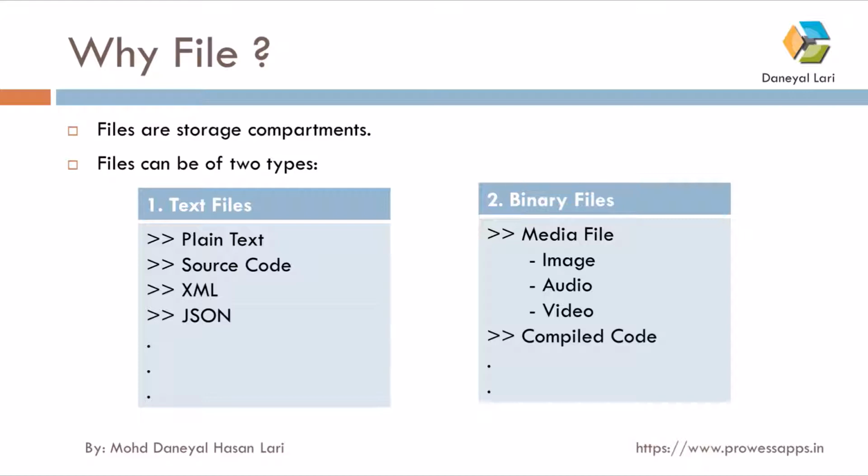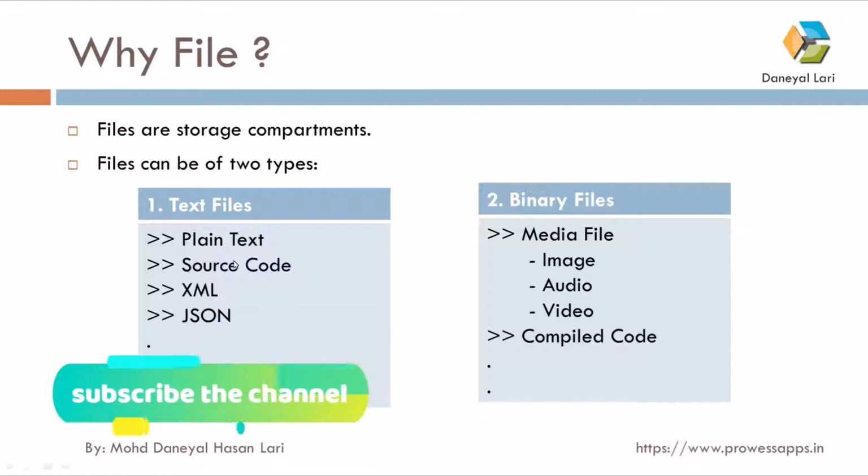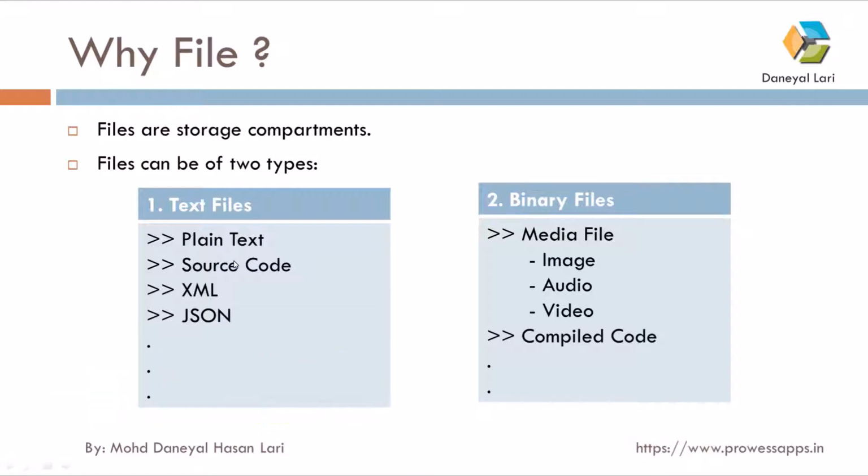A file could be of two types. One is the text file. A textual file means a file that is in human readable form. That could be a plain text file, source code file, XML, or JSON files. Another type of file is the binary file. Binary files means media files, for example, images, audio, video. That is not in human readable form. It stores the values in binary format. So we can differentiate files into two types, text files and binary files, and Python is capable of performing operations on both types of files.